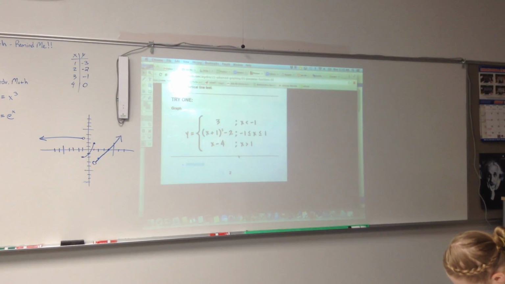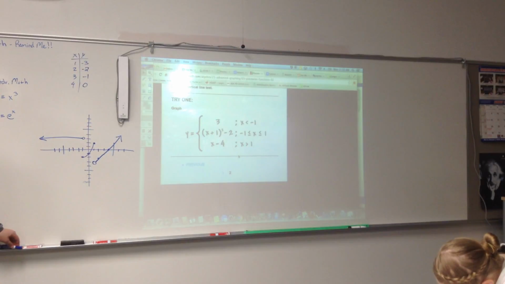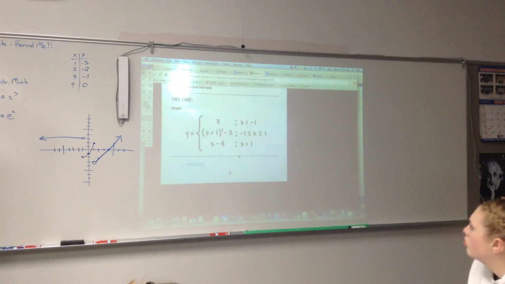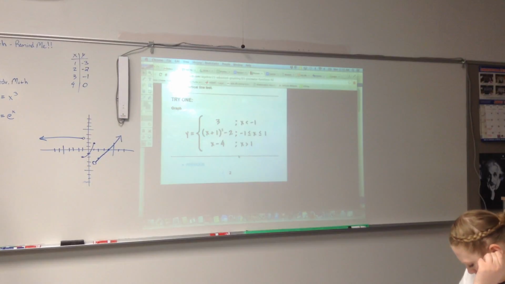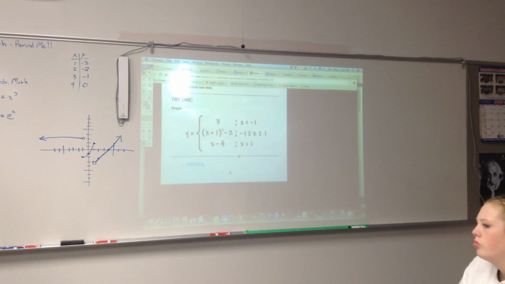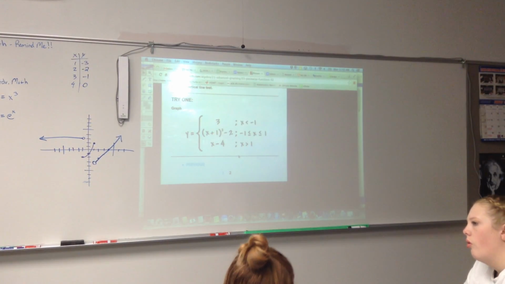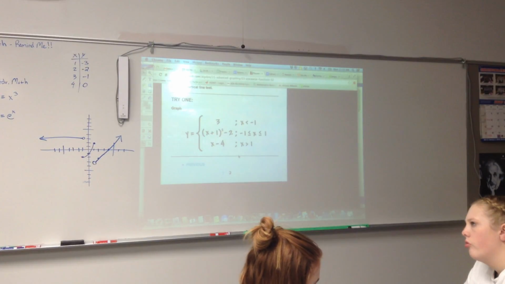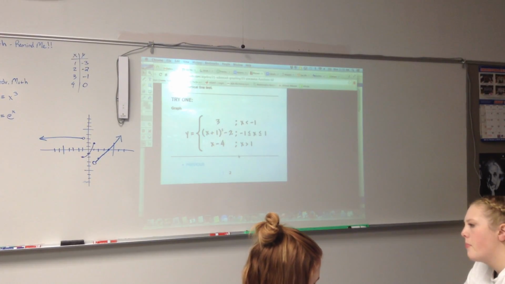Can't we draw like the little boundary things? If you want to draw boundaries, that's fine, yes. Understand they're not really part of the graph, but if it helps you to distinguish what belongs where, that would be fine. You draw them very lightly. Okay, good question. What else do you have for questions on that? Graphing piecewise. Sure. Okay?